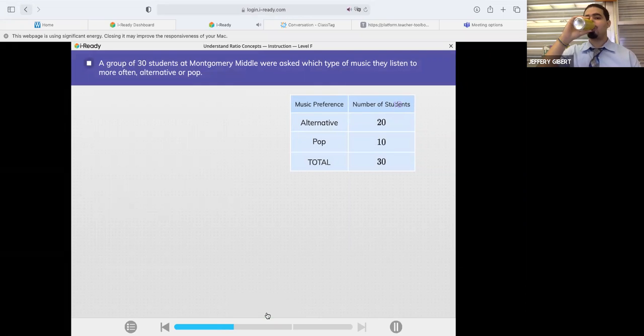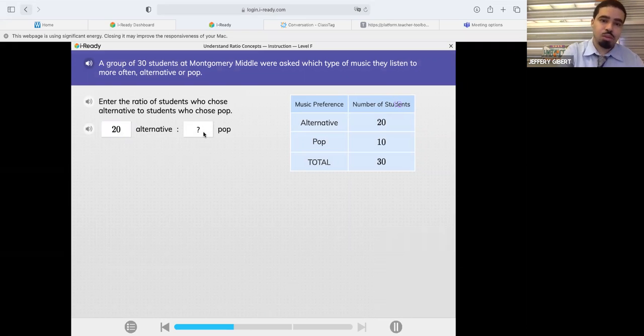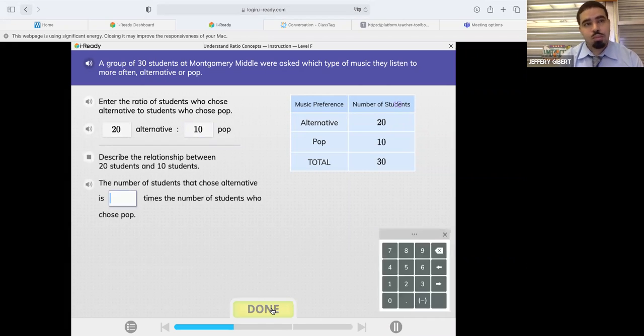A group of 30 students at Montgomery Middle were asked which type of music they listen to more often, alternative or pop. Enter the ratio of students who chose alternative to students who chose pop. All right, Torian, how many alternative students? 20. How many pop students? 10. All right. Describe the relationship between 20 students and 10 students. All right, Torian, the number of students that chose alternative is blank times the number of students who chose pop. 2. Yes.